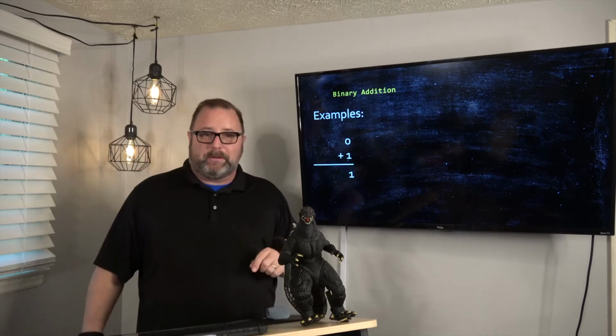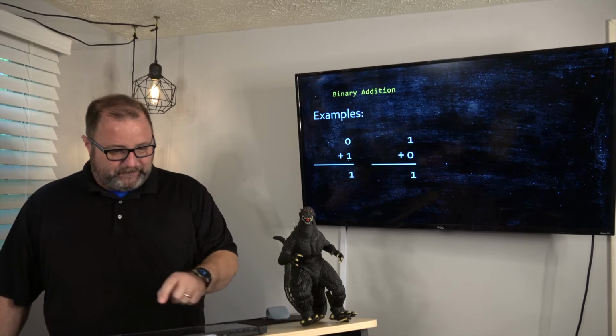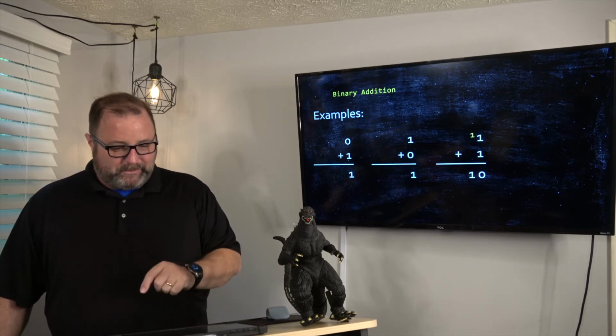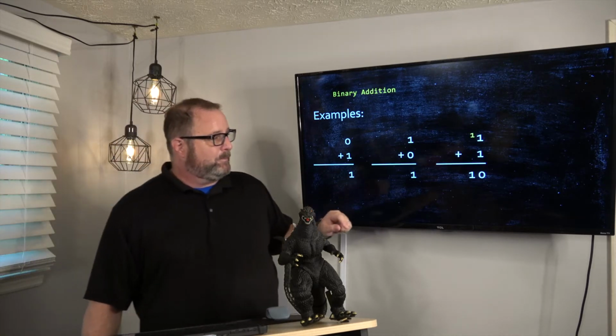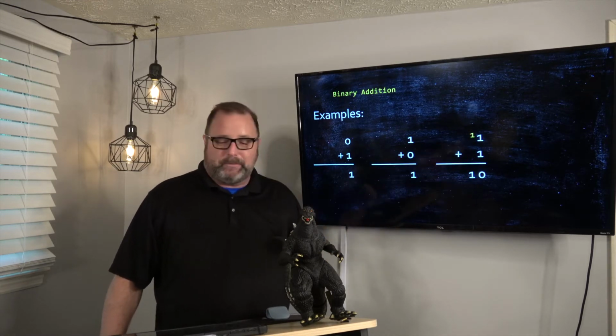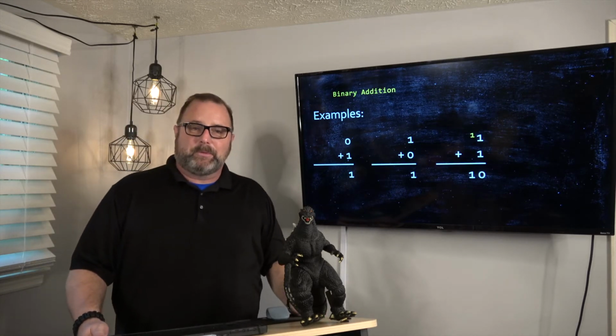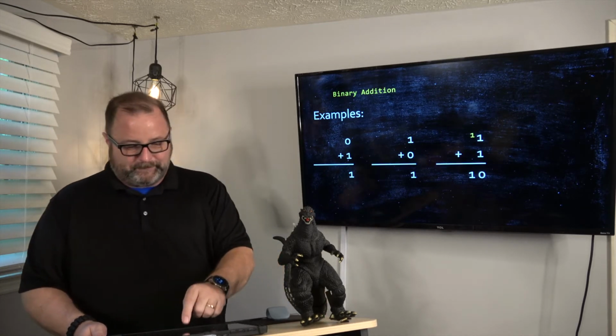So let's look at some examples. 0 plus 1 is 1. This should not be shocking at all. 1 plus 0 is 1. But in the case of 1 plus 1, again, we have a 0 and we carry the 1, which in this case would then drop down. So 1, 0 in binary is the number 2 in base 10.